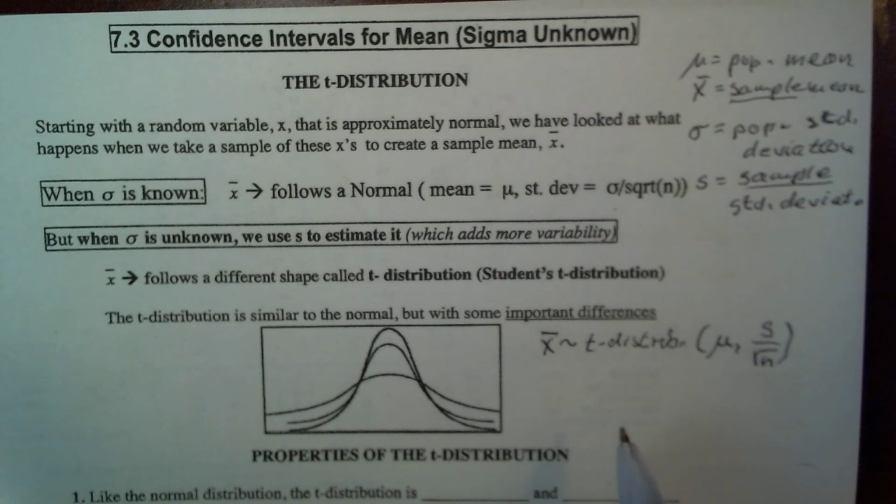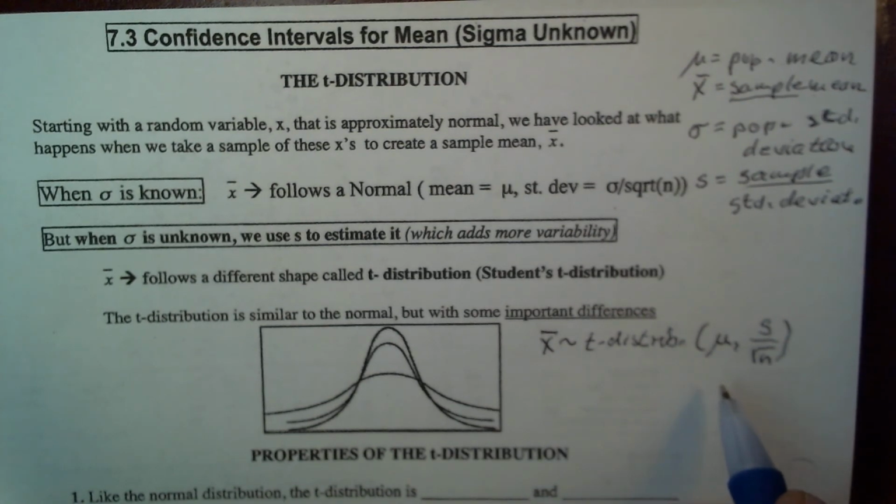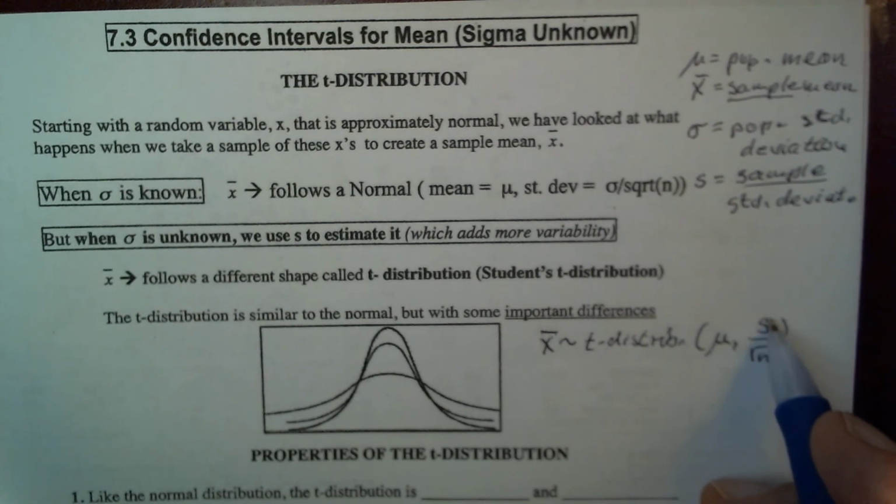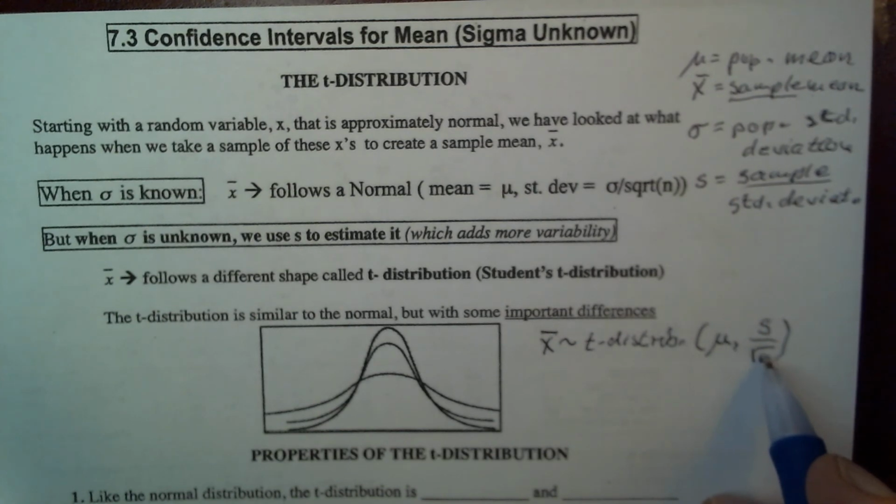So the sample mean is distributed according to a t-distribution with a mean equal to the population mean, and the standard deviation is the sample standard deviation divided by the square root of n, n being the sample size.